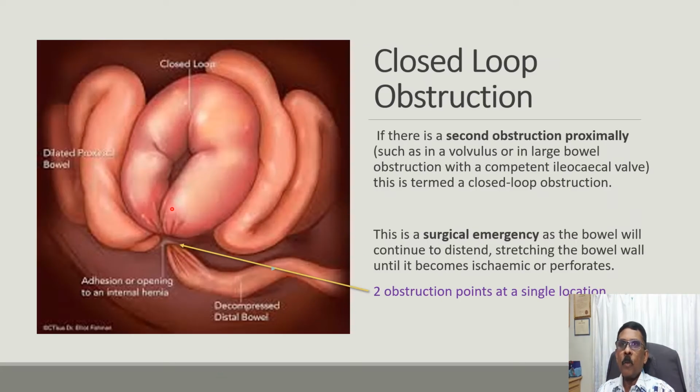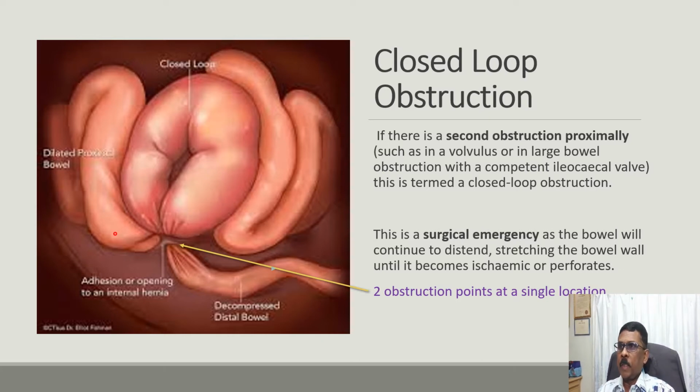Then there is the so-called closed loop and open loop obstruction. In closed loop obstruction, which is a very serious condition, there is a formation of a closed loop due to obstruction at two sites adjacent to one another in the same segment of intestine. For example, in a strangulated inguinal hernia or volvulus, there are two ends of obstruction, and this creates a closed loop where the secretion, gas and fluid cause massive distension and ischemia and possible perforation.